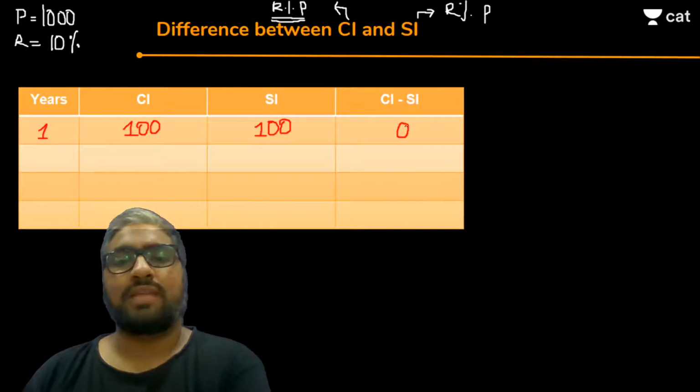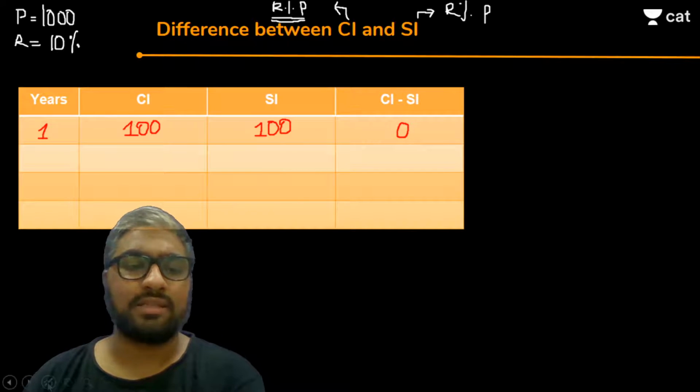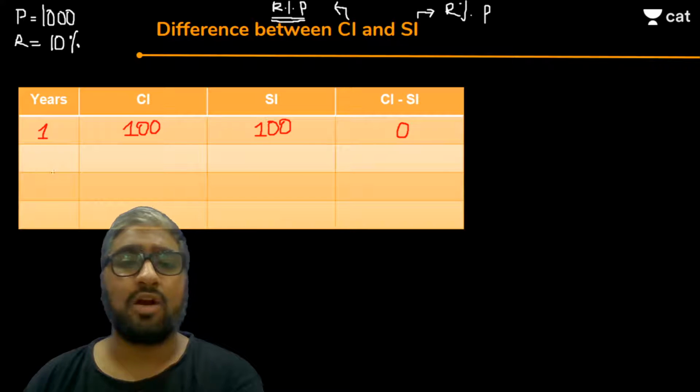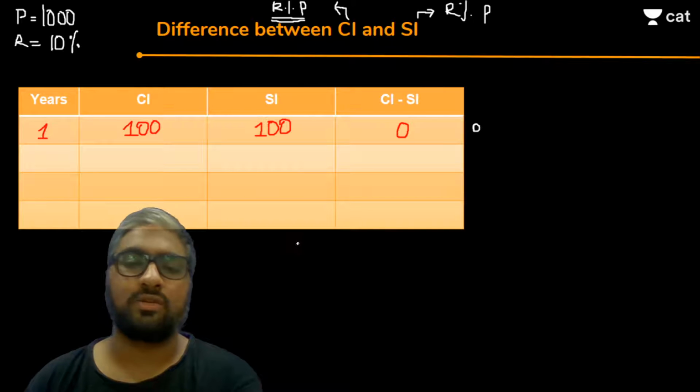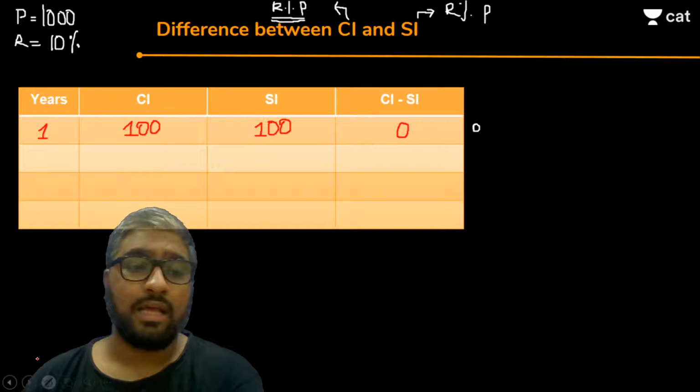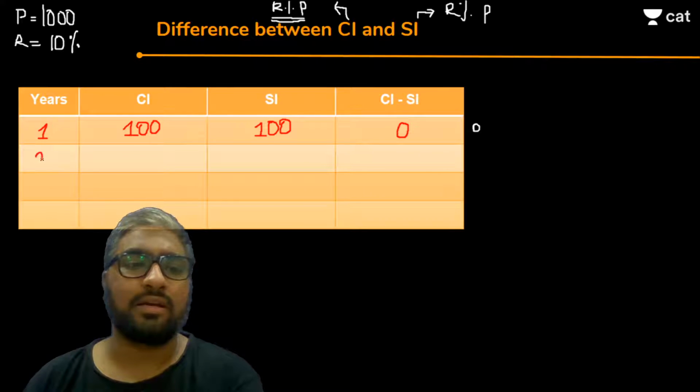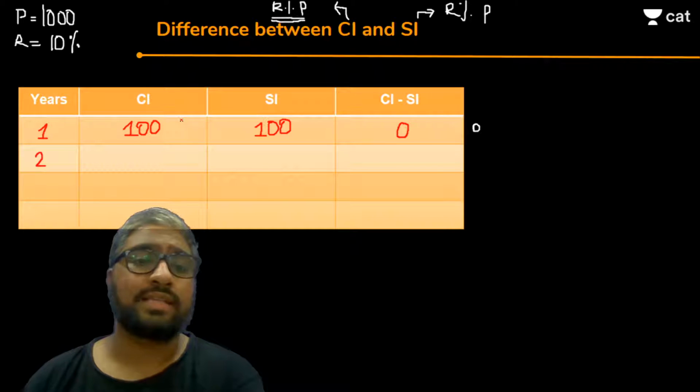Yes. So this is clear, right? So the difference between simple interest and compound interest at the end of the first year is how much? Zero. Now let's move on. How about the second year? How about the second year? Second year, what would happen?